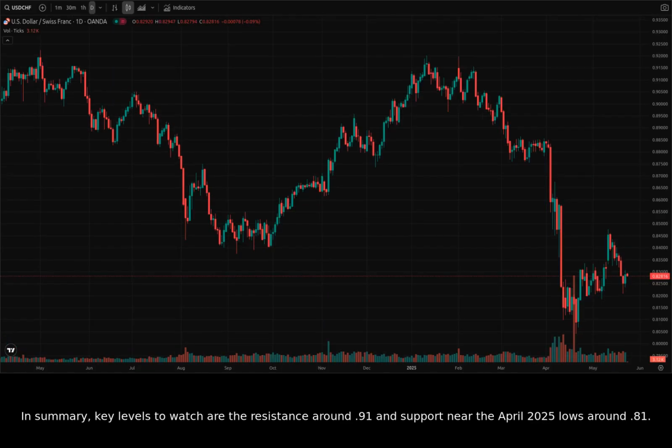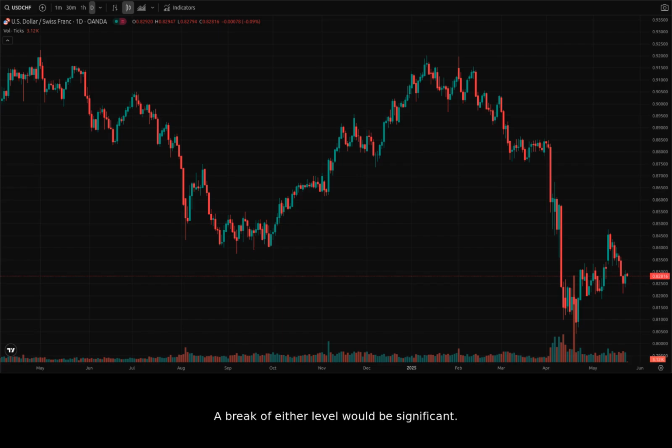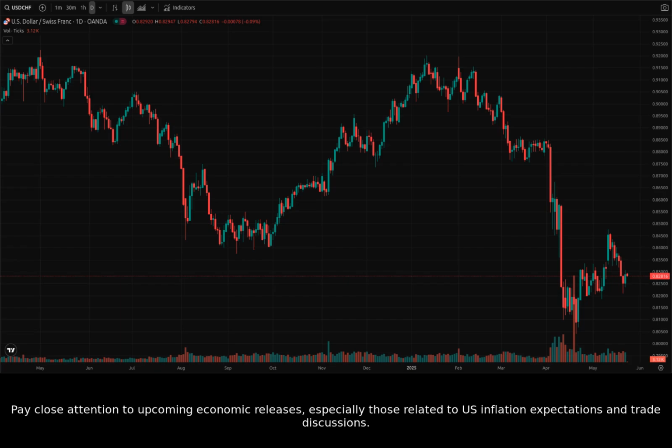In summary, key levels to watch are the resistance around 0.91 and support near the April 2025 lows around 0.81. A break of either level would be significant. Pay close attention to upcoming economic releases, especially those related to U.S. inflation expectations and trade discussions.